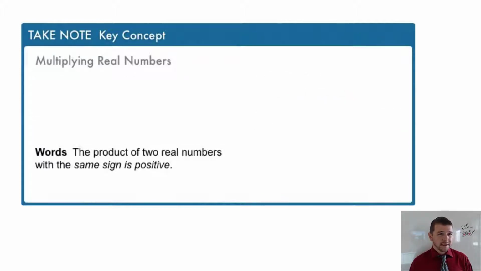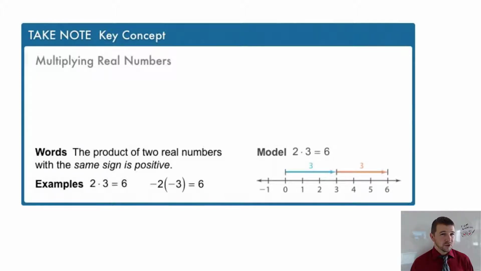Second, in words we can say the product of two real numbers with the same sign is positive. For example, 2 times 3 is 6, and negative 2 times negative 3 is 6. So to model, 2 times 3 is 6. We start at 0, and we move 3 spaces to the right 2 times, ending at the value positive 6.